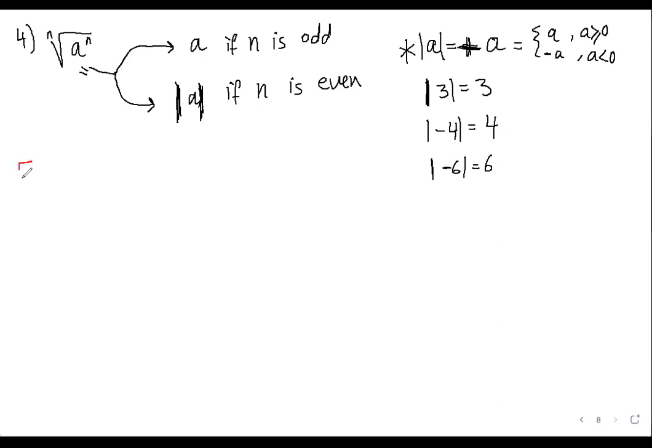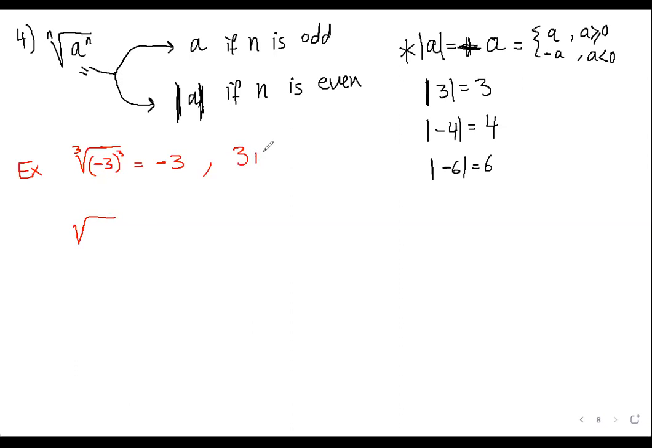Let me give you an example for this property. What is, for example, the third root of -3 to the power 3? Look, the 3 here is an odd number. That means the answer will be what is under this power, -3. It doesn't matter if it's negative or positive.